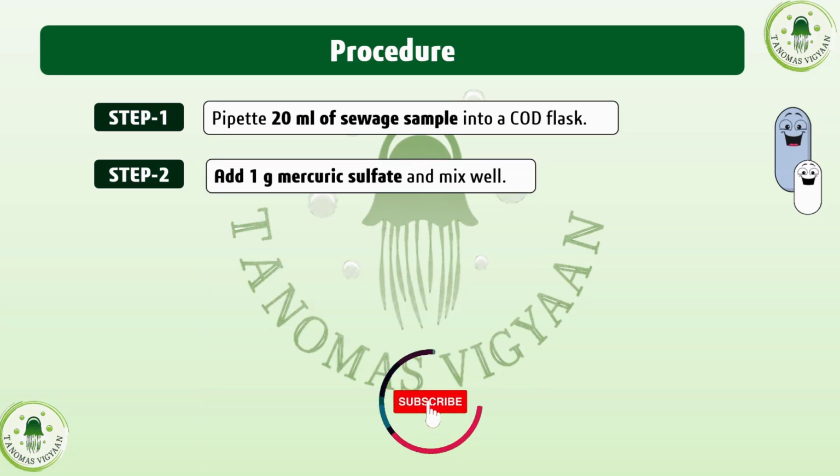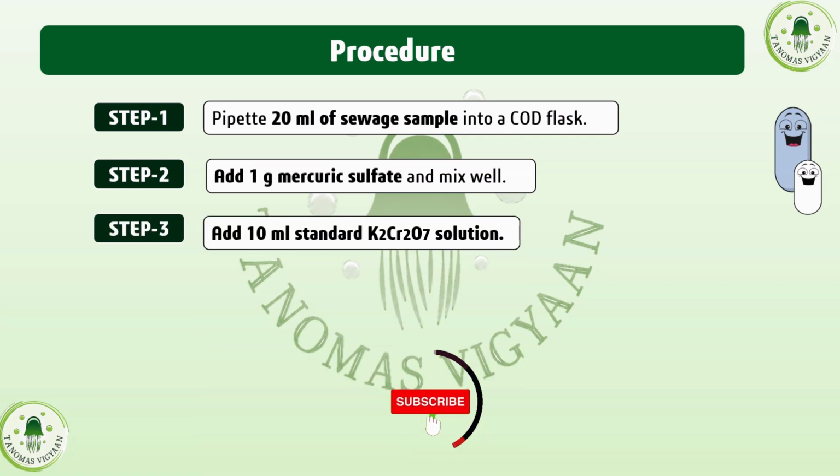In step 2, you add 1 gram mercuric sulfate, HgSO4, in both the COD flasks and mix it properly. In step 3, you have to add 10 ml of standard K2Cr2O7.